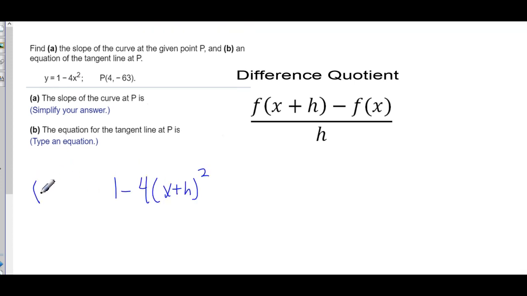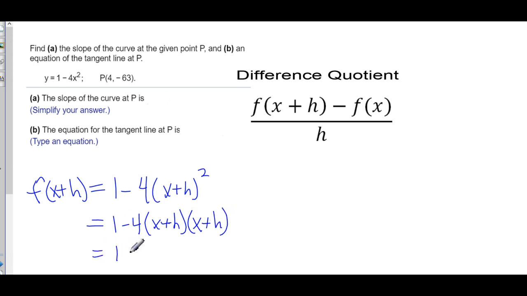This is f of x plus h. If I put x plus h into the function, it's basically just replacing the x with x plus h. Now, when we're going to do these problems, we always need to expand this out and then simplify this. So 1 minus, let's square out the x plus h squared. So remember, x plus h squared is not x squared plus h squared. You got to FOIL it out. It's x plus h times itself. Remember, that's what square means.